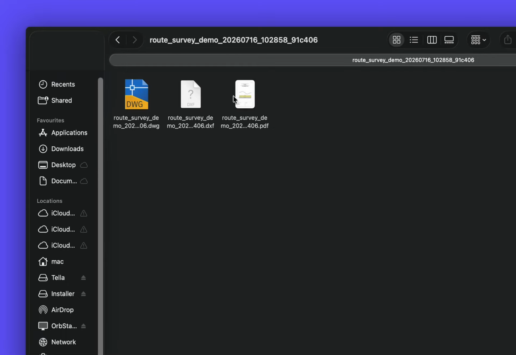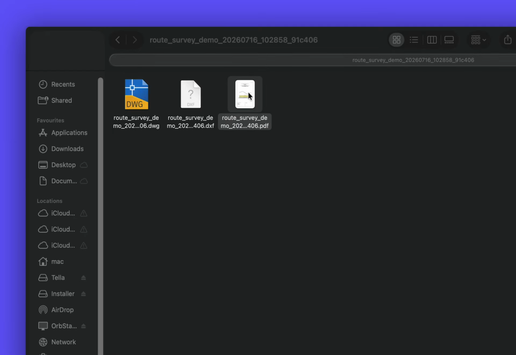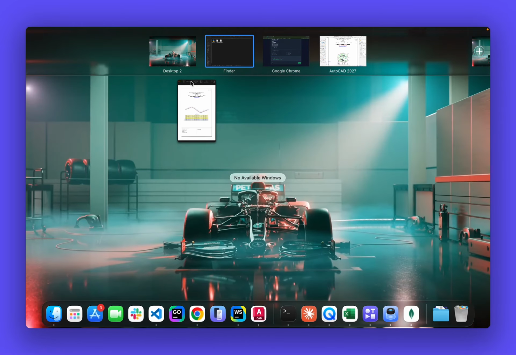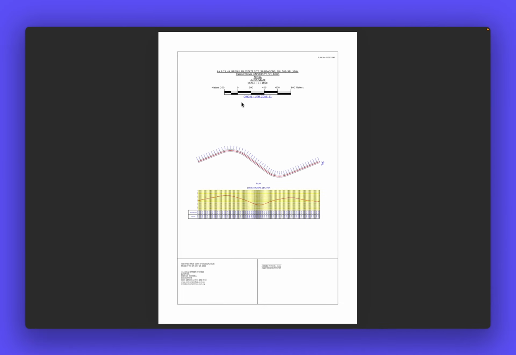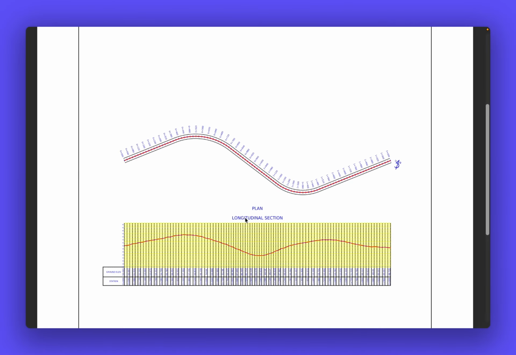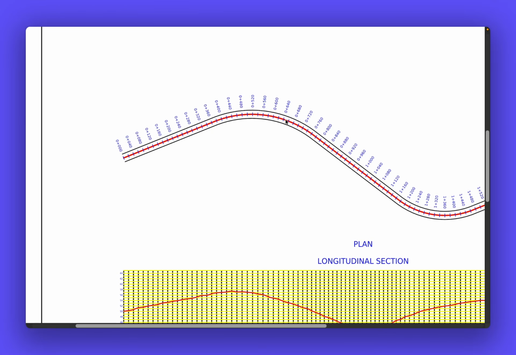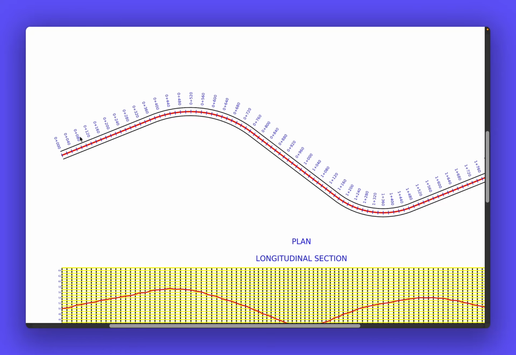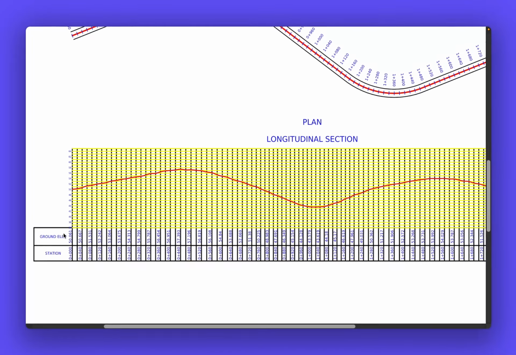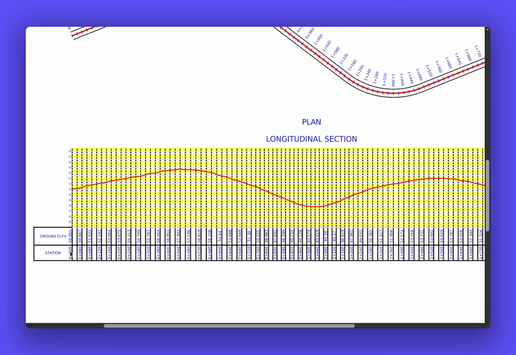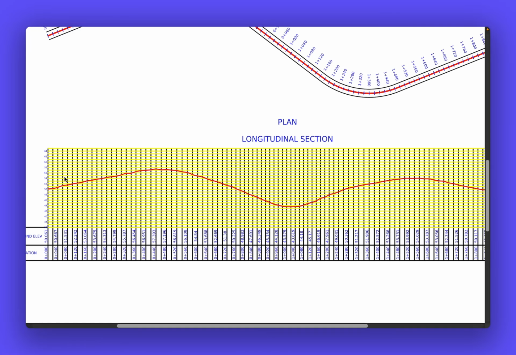So yeah, the DWG file. So let's just open the PDF initially. So yeah, this is the PDF plan, right? This is the longitudinal profile. We can see as the road curves from the top, right? And we can see each chainages and the longitudinal profile, the ground elevation, and the station, right? And this is like the longitudinal profile. We can also see it going up and coming down.